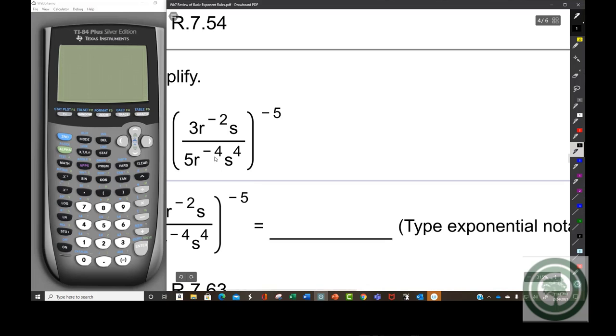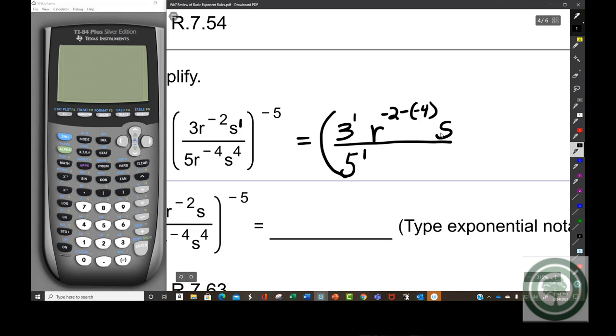Well, here we have parentheses. And we've got, wow, we've got like bases here. We have an R over an R and an S over an S. We need to take care of that before we consider that negative 5. Okay. So this is going to be 3 to the 1 over 5 to the 1 times R to the negative 2 minus negative 4 times S to the 1 minus 4. All of that will eventually be raised to the negative 5 power. But let's work on this.